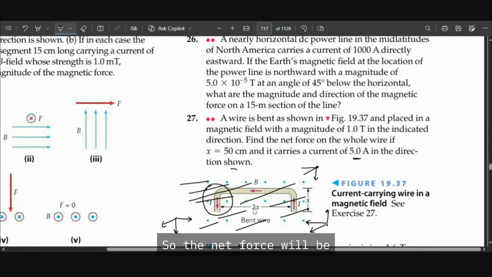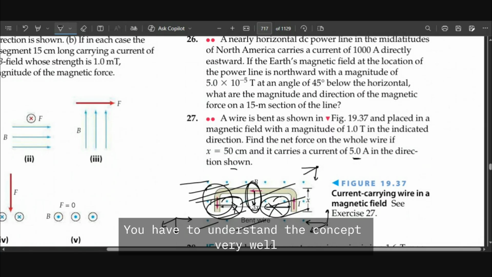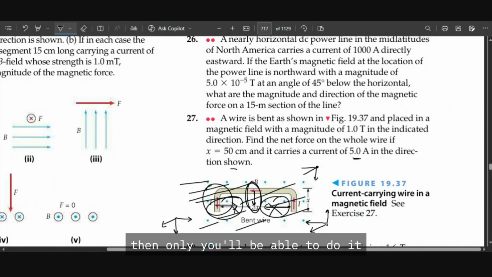So the net force will be towards the center, because this is what is happening here. So what is this net force? This arm will cancel out this arm. So net force is because of this horizontal wire only. Because of the vertical wires, it will be 0. For horizontal wire, it is going to be IBL sine theta. That's all. You have to understand the concept very well, then only you will be able to do it. Did you get this? Yes, sir.